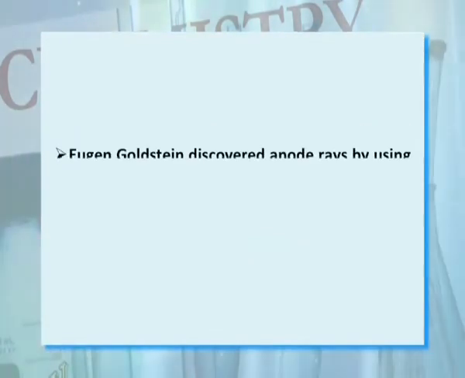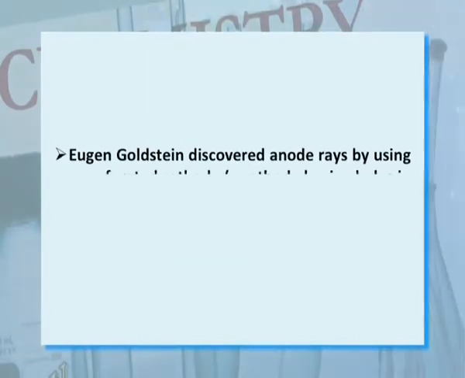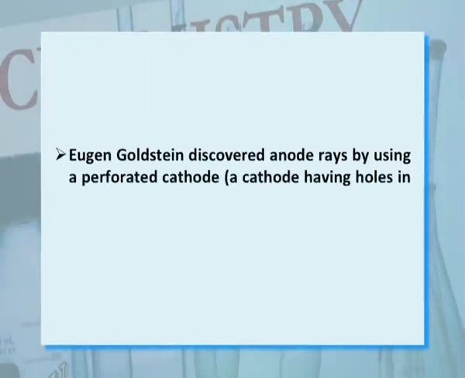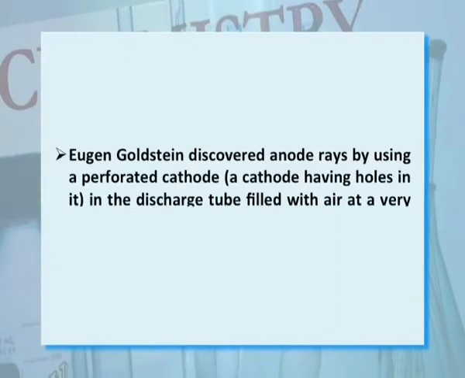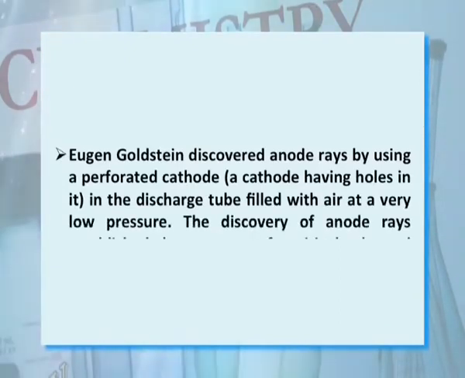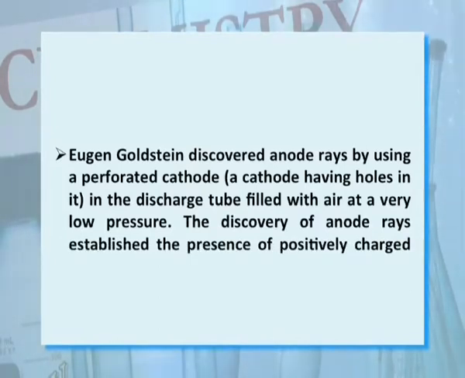Again, Goldstein discovered anode rays by using a perforated cathode, a cathode having holes in it, in the discharge tube fitted with air at a very low pressure. The discovery of anode rays established the presence of positive charge, the proton, in the atom.